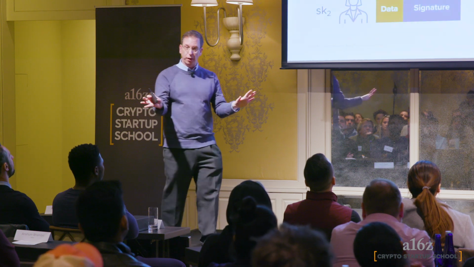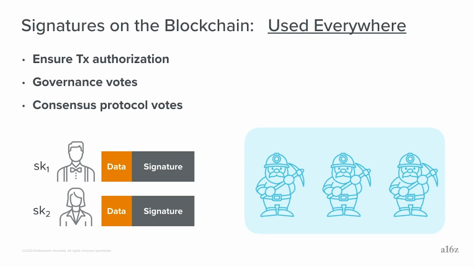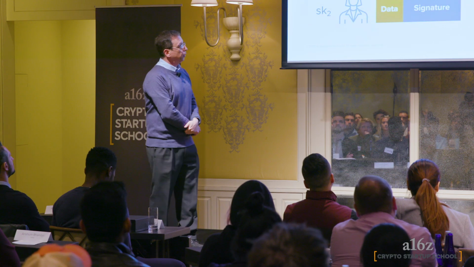Signatures are used everywhere on the blockchain. They're used to authorize transactions. They're used in governance votes. I guess there were MakerDAO governance votes, right? The way that worked is all the folks participating in the governance used their signing key to sign the proposal that was being voted on. They're also used in consensus protocols, particularly in proof-of-stake consensus protocols. All the verifiers sign, and if enough sign, then the block becomes real. So signatures are used everywhere.